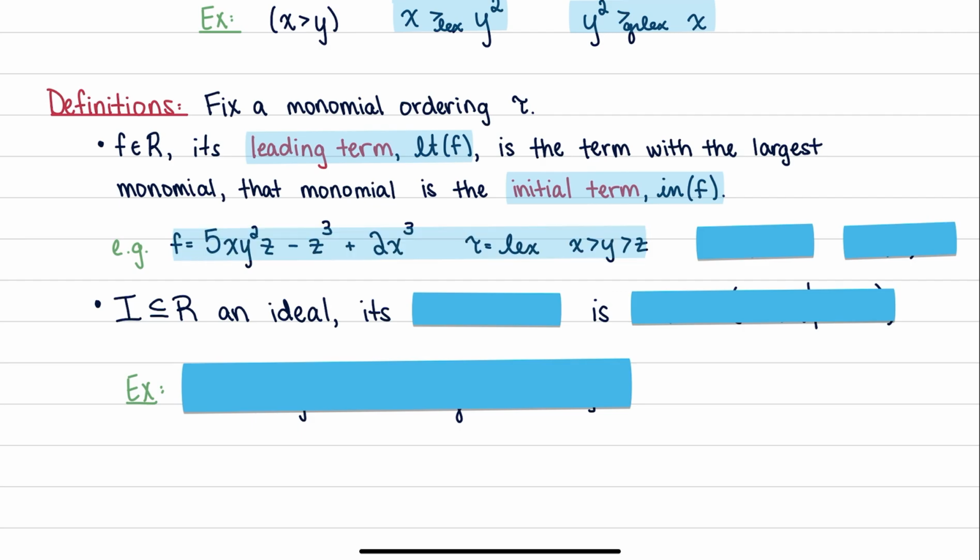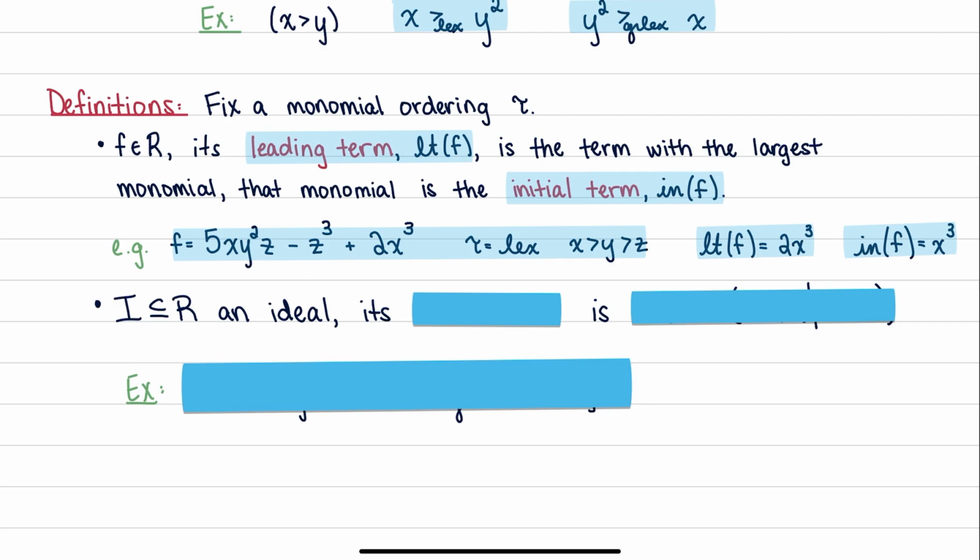So for example, we can look at this polynomial f in the three variable case, and the monomial ordering we have is lex, and we're going to say that x is greater than y is greater than z. So I'm going to look at each of these terms and look for the one with the most x's in it. And that's this one. And that's all x cares about, is which one has the most x's. So my leading term is going to be that 2x cubed, the entire term. And then the initial term is just the monomial x cubed.